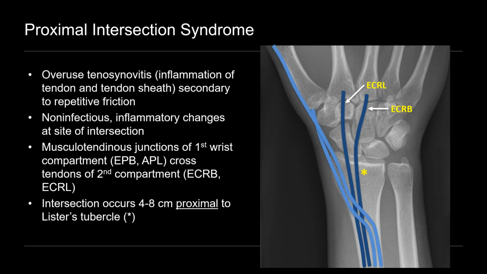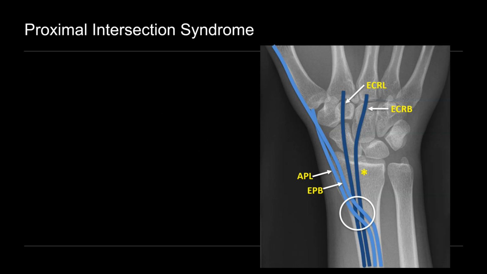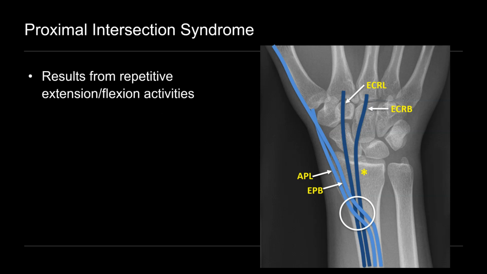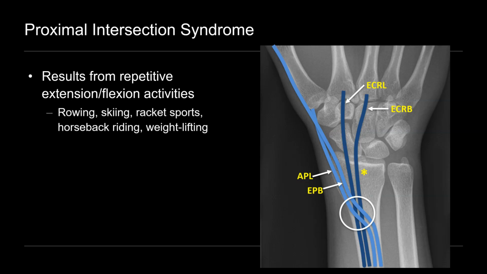So note that we have these 2 tendons crossing over, corresponding to the EPB and the APL. Again, that's compartment 1. So this crossover is the site of proximal intersection syndrome. So this is a normal physiologic crossover, but it becomes abnormal when a patient engages in repetitive extension and flexion activities. Typically, it's seen in patients engaged in rowing, skiing, racket sports, horseback riding, weightlifting, also mountain biking.